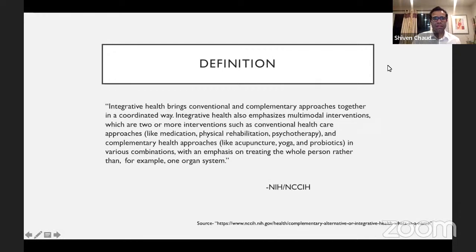Okay, let's look at another definition. This comes from the NCCIH. Integrative health brings conventional and complementary approaches together in a coordinated way. Integrated health also emphasizes multimodal interventions, which are two or more interventions such as conventional healthcare, like medications, physical rehab, psychotherapy, and complementary approaches like acupuncture, yoga, and probiotics in various combinations, with an emphasis on treating the whole person rather than, for example, one organ system.